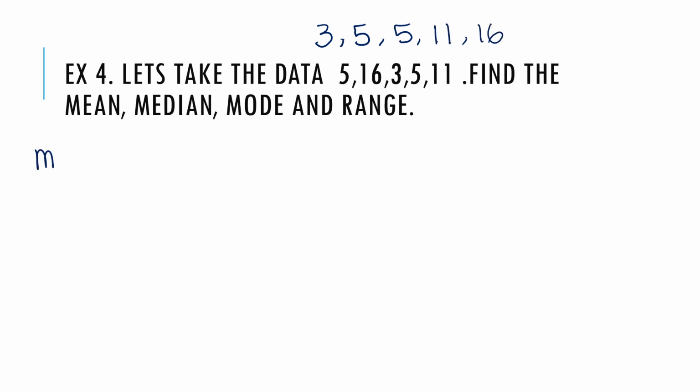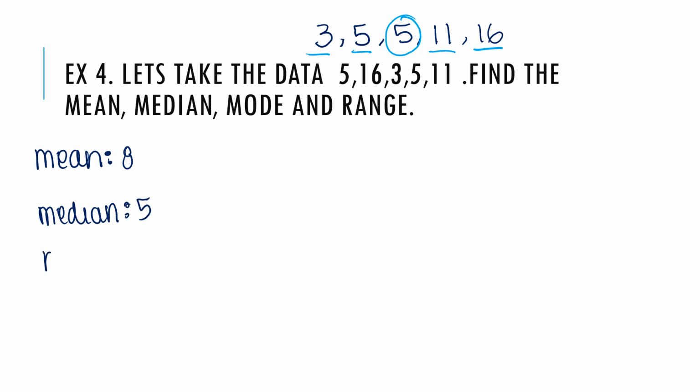And then I'll go ahead and find the mean. I'm going to add those on my calculator and then divide that by 5 because I have 5 terms. And I'm going to get 8. And then I'm going to find the median. I'm going to use my slashing method. So the median is 5. My mode is the value that occurs the most. That's also 5. And then the range is the highest minus the lowest. So 16 minus 3, which is 13.